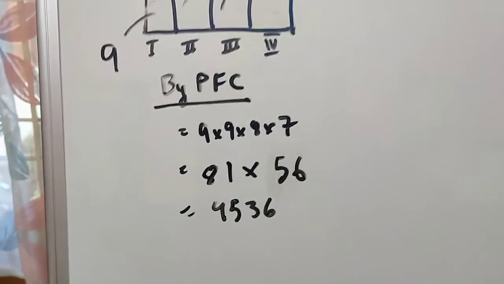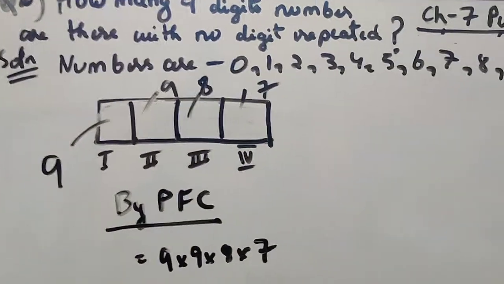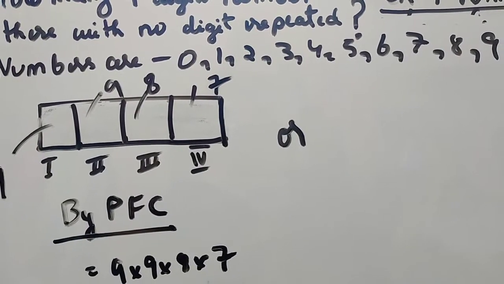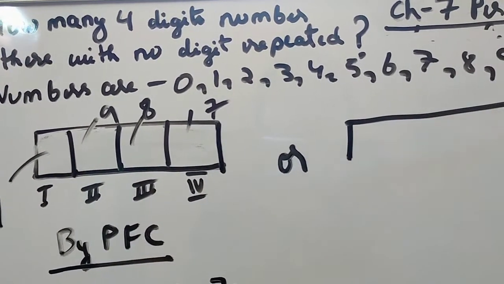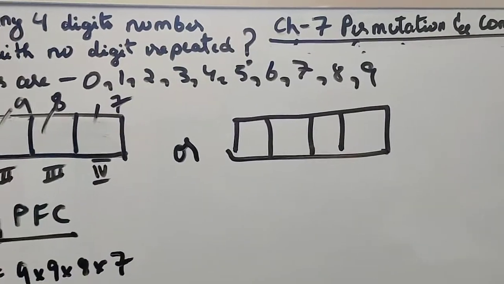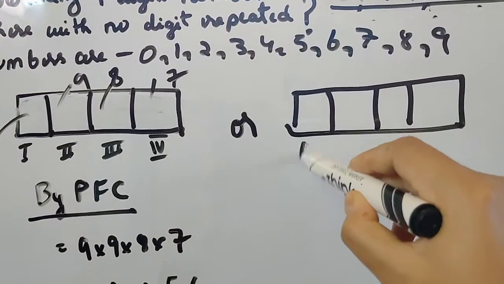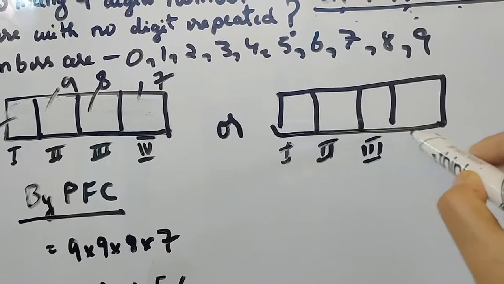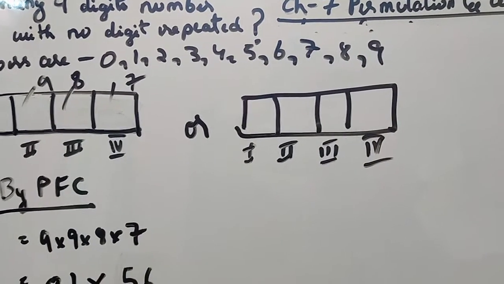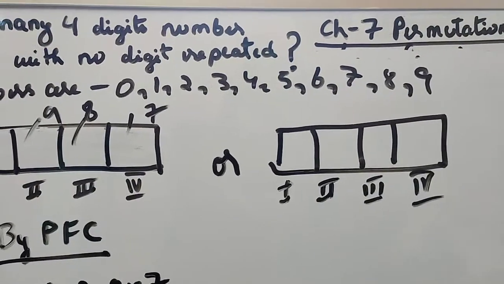Now, this is using the principle of fundamental counting, but now we must try to use the permutation formula. How can we use the permutation formula? Firstly, see, this is your first place, second, third and fourth. How are you going to solve using the nPr formula? See, in this case there is a condition. This is not like question number 1.